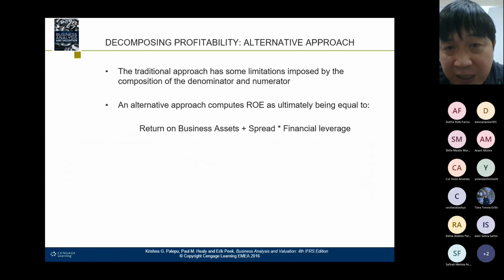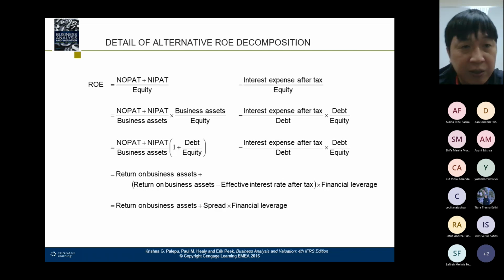The traditional approach has some limitations imposed by the composition of the denominator and the numerator. So the alternative approach computes ROE as equal to the return on business assets plus the spread times the financial leverage. Okay, so ROE here: the numerator is NOPAT, the net operating profit after tax.